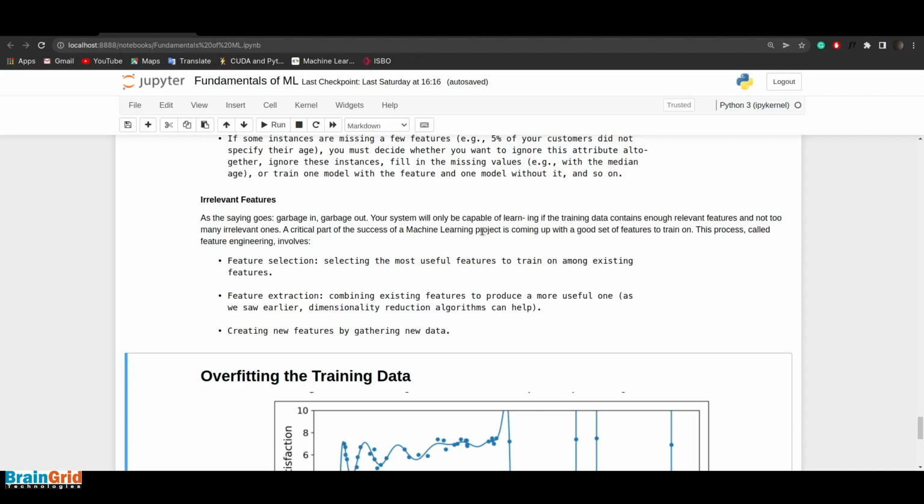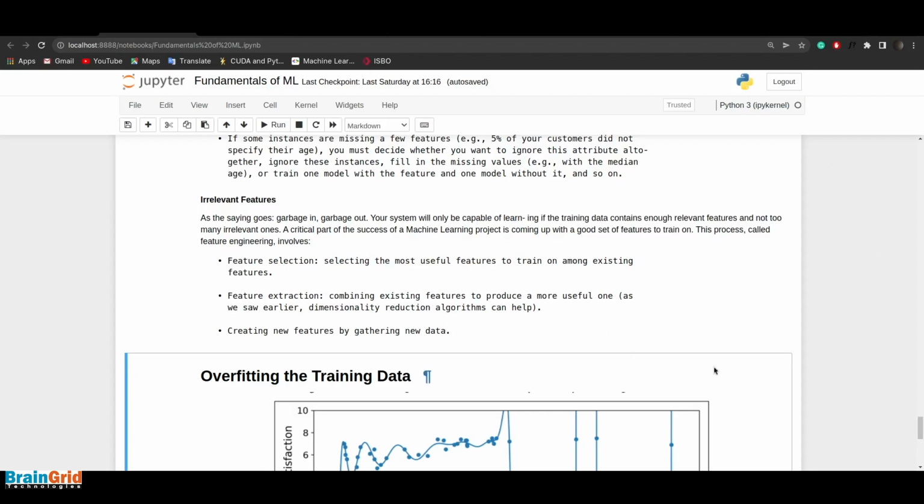So here your system will only be capable of learning if the training data contains enough relevant features and not too many irrelevant ones, like I said again. A critical part of the success of an ML project is coming up with a good set of features to train on. Of course, this is pretty critical, in the sense that if you have the domain knowledge and you understand the data completely, and you do some data analysis and have some insight as to what factors actually affect the target variable that you want to predict, versus what factors actually don't affect.